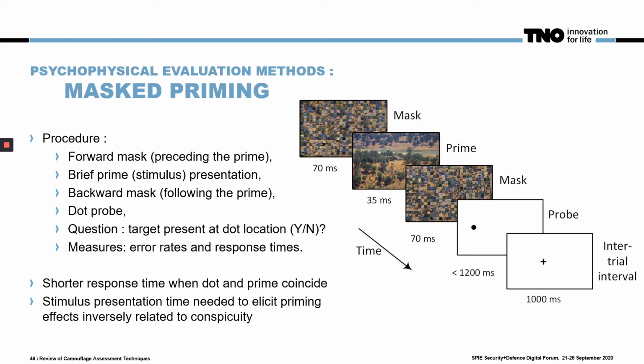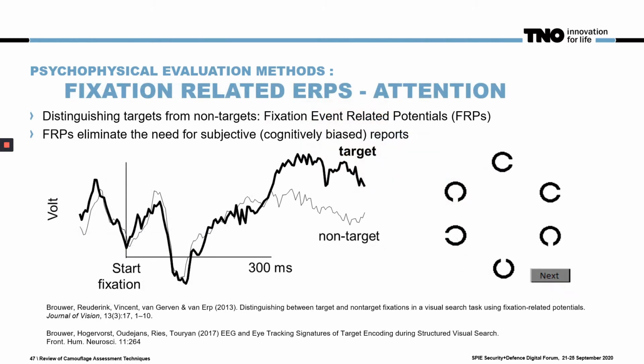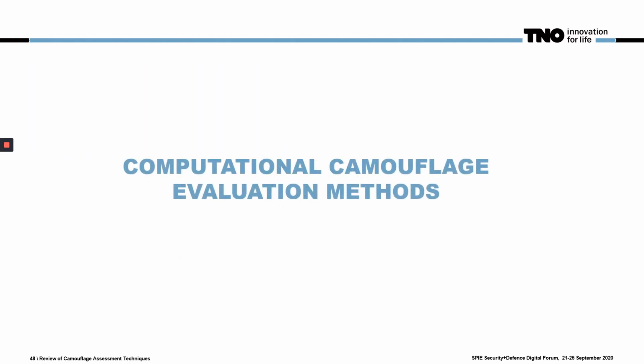Mask priming has successfully been used to quantify the performance of different camouflage patterns, both relative to each other and to the local background. Fixation event-related potentials are an objective way to register target detection, since they eliminate the need for subjective or cognitively biased reports. I will now discuss some computational camouflage evaluation methods.